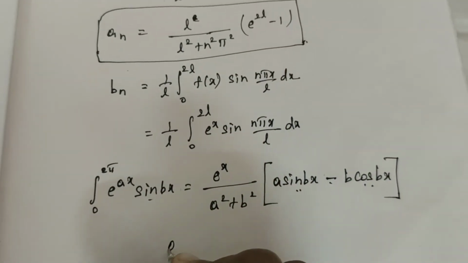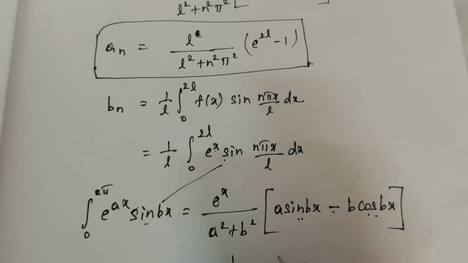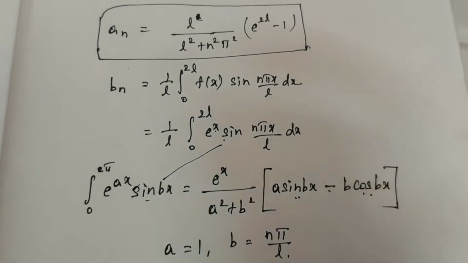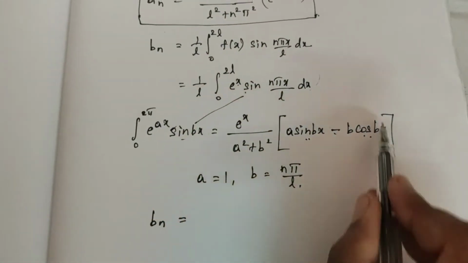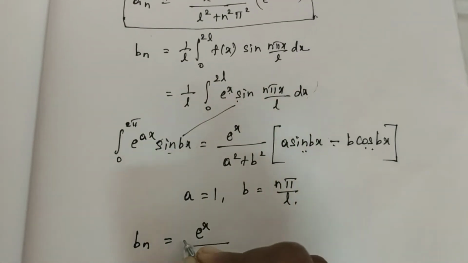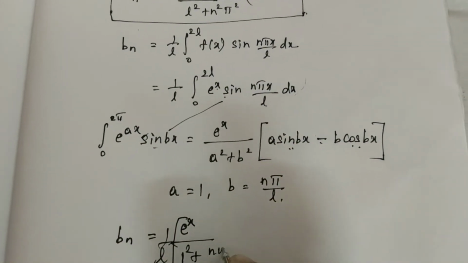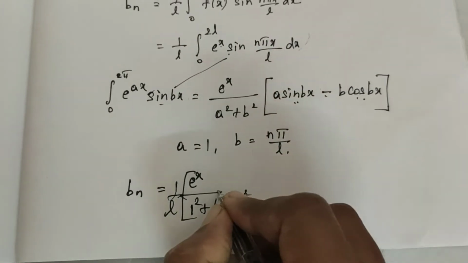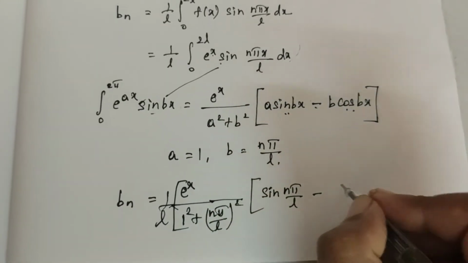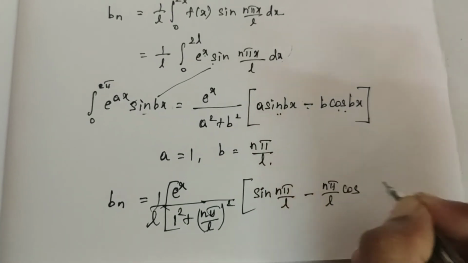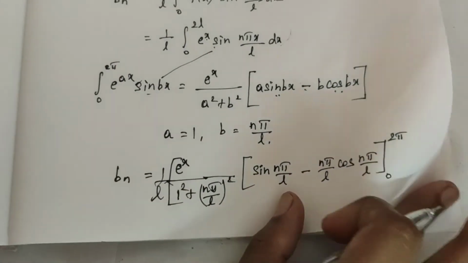Now, comparing with this, a is equal to 1 and b is equal to n pi by l. So we substitute: e power ax by a square, 1 square, plus b square, n pi by l whole square, and then a sin n pi by l minus n pi by l cos n pi by l, from 0 to 2 pi. Okay?